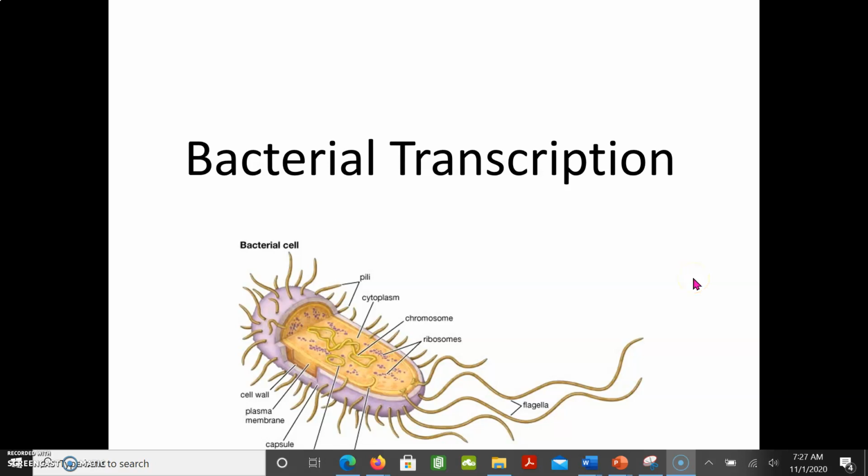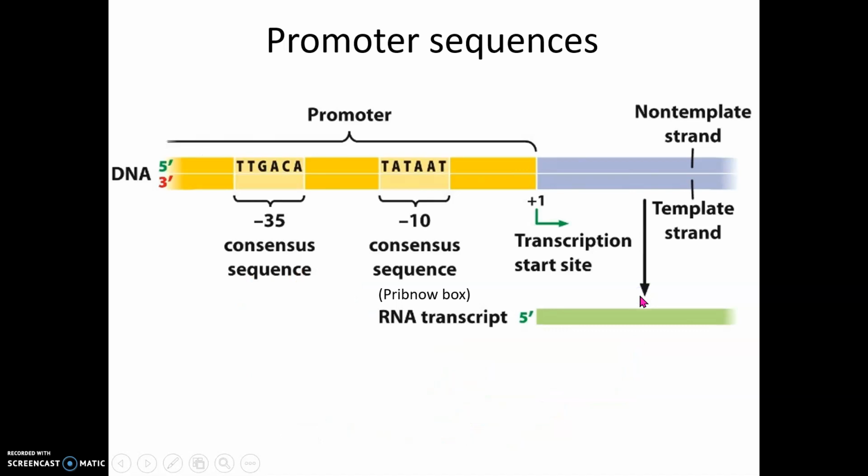Let's discuss the steps of bacterial transcription from start to finish. So remember, it starts with the promoter sequence. In bacteria, this promoter sequence consists of a -10 consensus sequence and a -35 consensus sequence. What does that mean? That means that polymerase binds in this region, that polymerase recognizes these consensus sequences and knows it's in the right place.